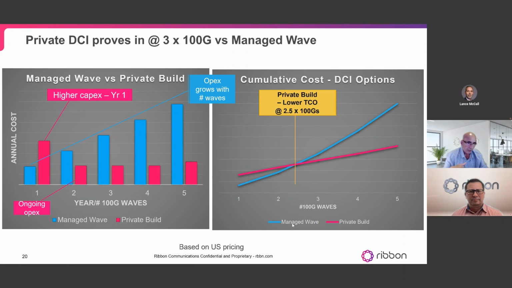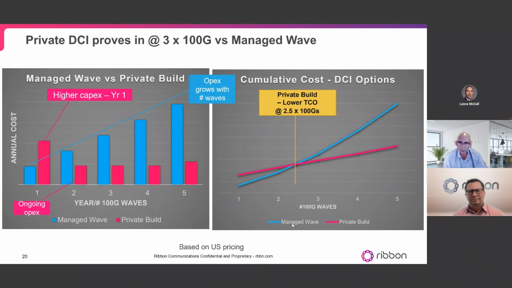On the managed wave, you can see each year it's growing some more, right? And the assumption here is each year the customer's adding another 100 gig wave, right? So they're growing at a kind of consistent rate. So by year 5, you could see the annual cost of OpEx is 5 times that of year 1, right? So it gets pretty expensive. On the right, you can see the cumulative cost, the sum of all these bar costs. So you can see here, it becomes very obvious.